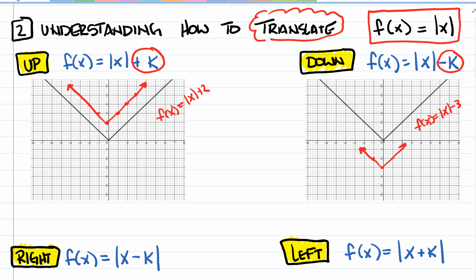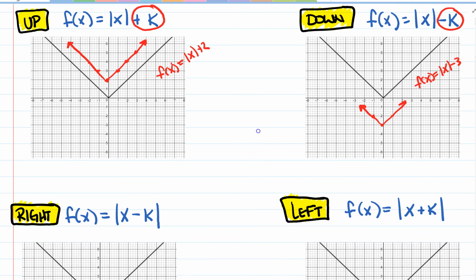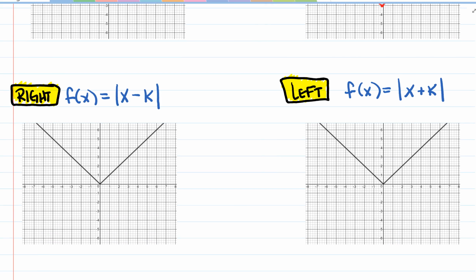Up and down are pretty straightforward. If I add a positive number on the back end, it moves it up. If I subtract a number on the back end, I'm going to move it down. Left and right is a little more non-intuitive. The k value is now inside the absolute value function. If I'm moving something to the right, there's a minus sign before it, and if I'm moving something to the left, there's a positive sign before it.